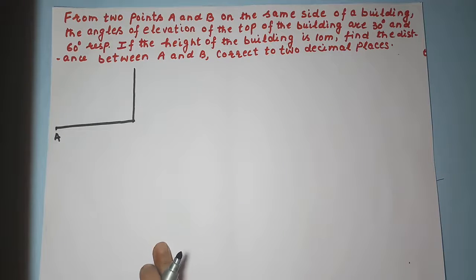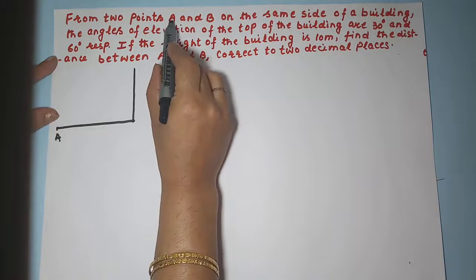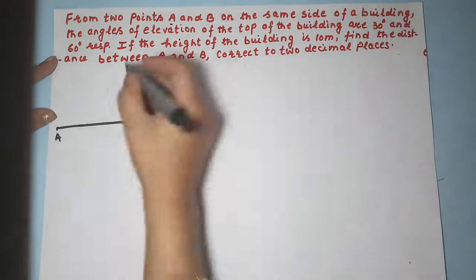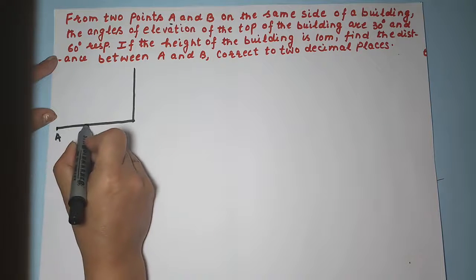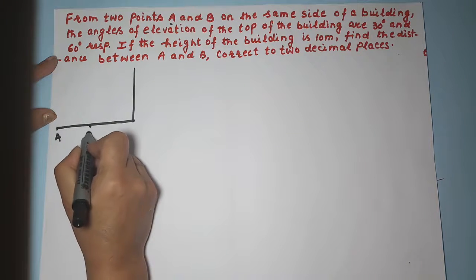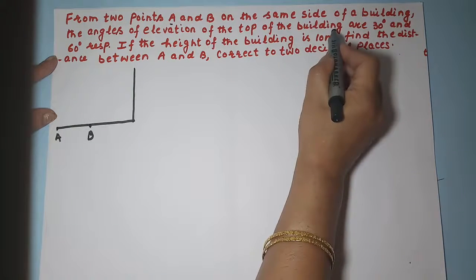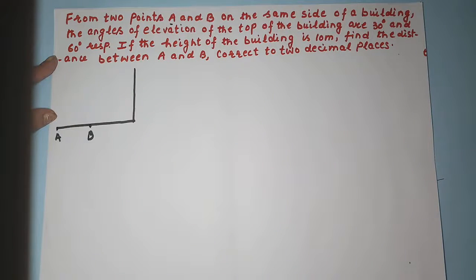In this video, we will continue learning heights and distances. Now, if we look at the question, he's saying that from 2 points A and B on the same side of the building. So suppose this is our building and there are 2 points A and here it is B. The angles of elevation of the top of the building are 30 and 60 respectively.